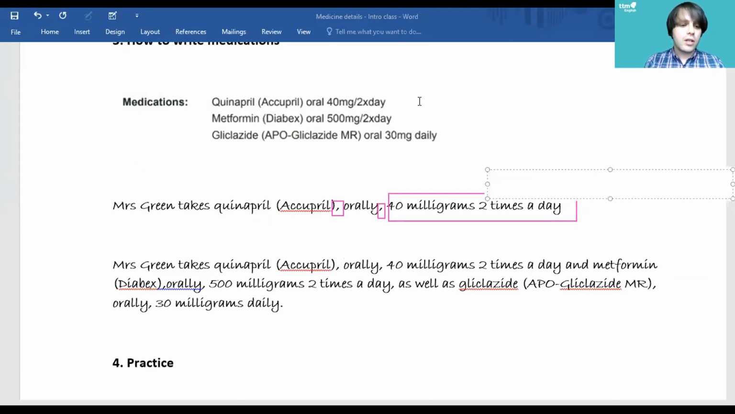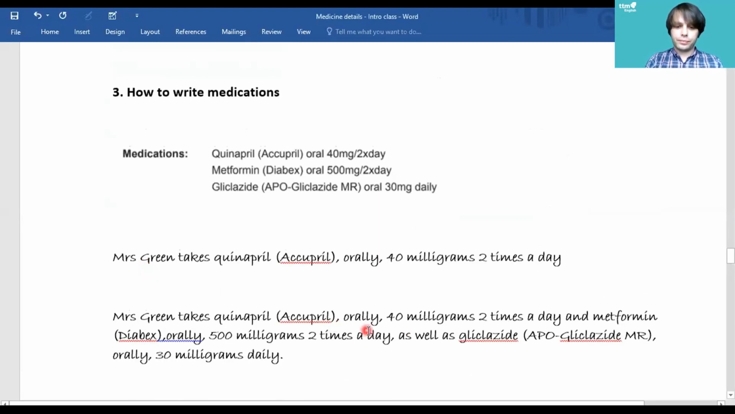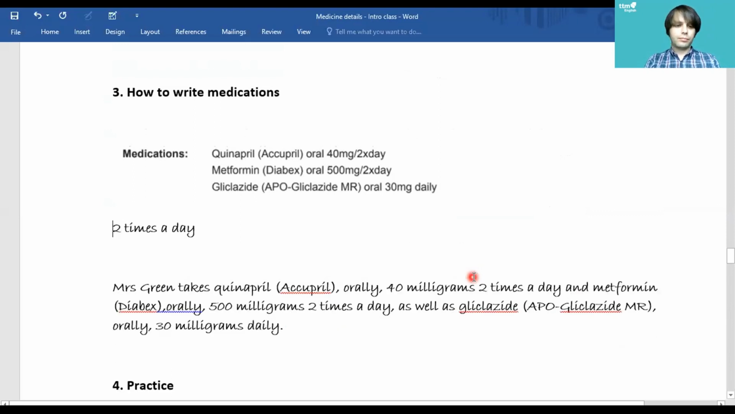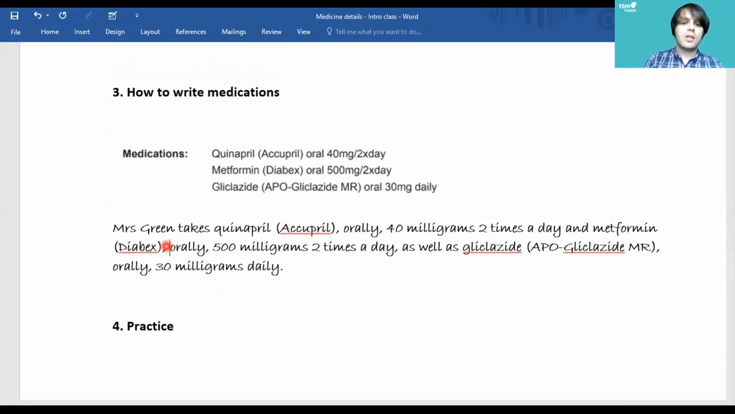So let's just read this one. This is from one of you. Mrs. Green takes quinapril, and metformin. This is nice, guys. Who wrote this? It's me, Desiree. Okay, Desiree, I love it. So you just carried on, yes? Yep. And this is what we can all do, guys. And metformin, Diabex. You've got the commas. What do we need here, Desiree? Comma. Yeah. Just a little space, okay? Yep. 5 times a day, as well as comma, orally.